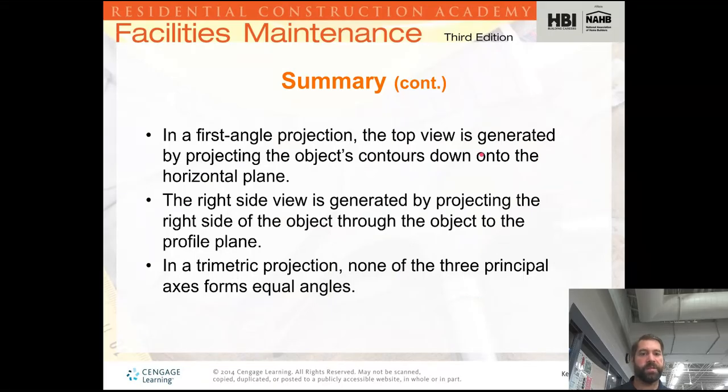In a first angle projection, the top view is generated by projecting the object's contours down onto a horizontal plane. The right side view is generated by projecting the right side of the object through the object to the profile plane. What does that mean? We're going to go over this in a way that actually makes sense. So don't stress over this. In a trimetric, don't need to worry about that one either.